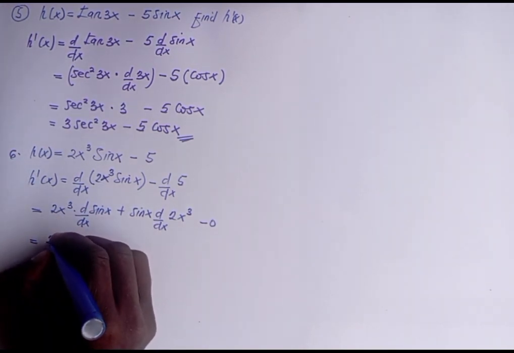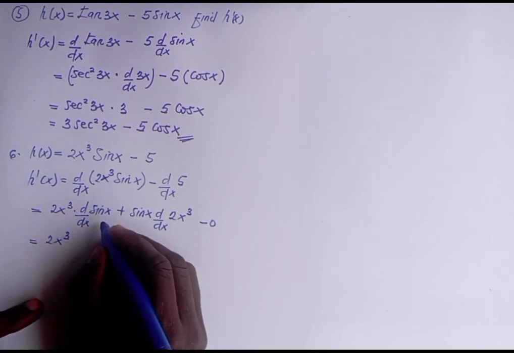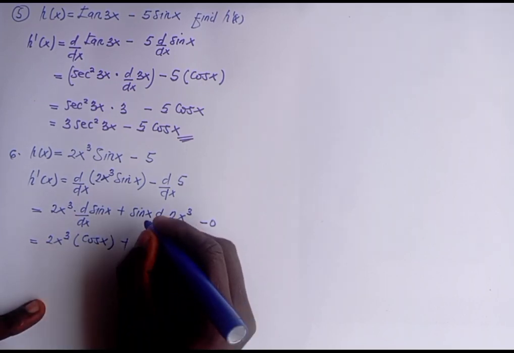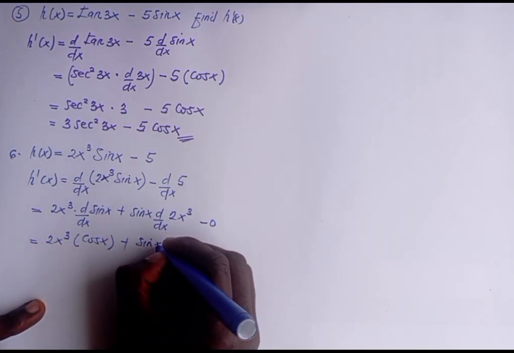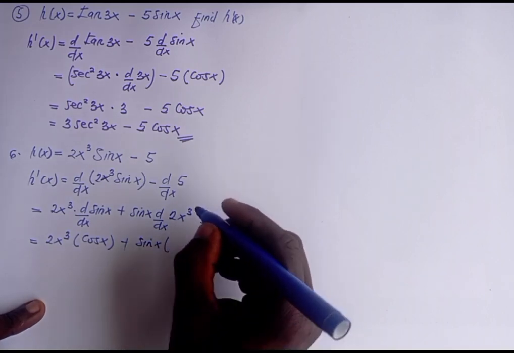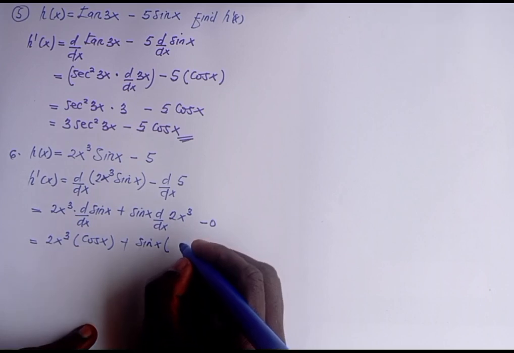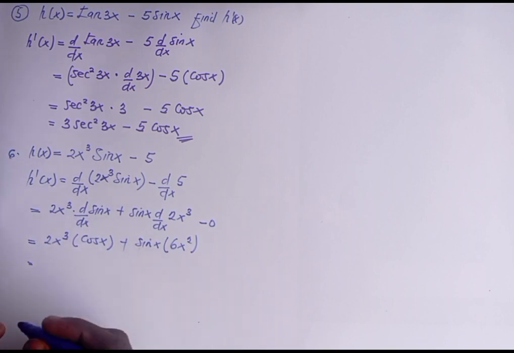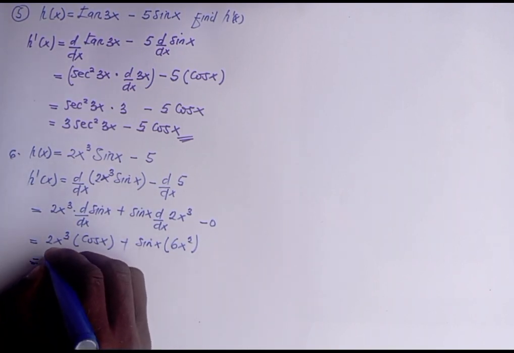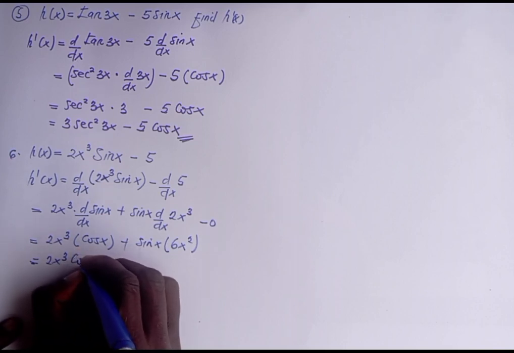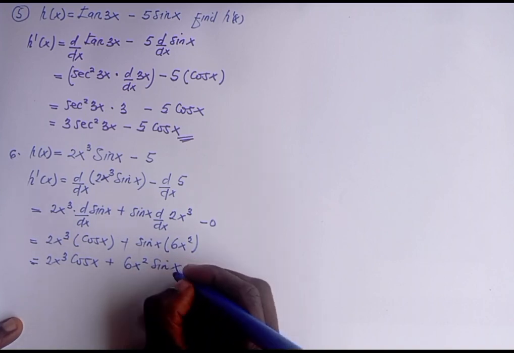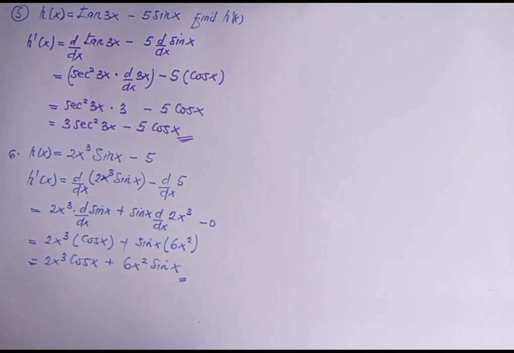So we have our 2x cubed. When we differentiate sine, we get what? Cos. And then we have our sine x. When we differentiate 2x cubed, applying the power rule, we are going to get 6x squared. So finally we are going to get our 2x cubed cos x plus 6x squared sine x, and this becomes the derivative of this very function.